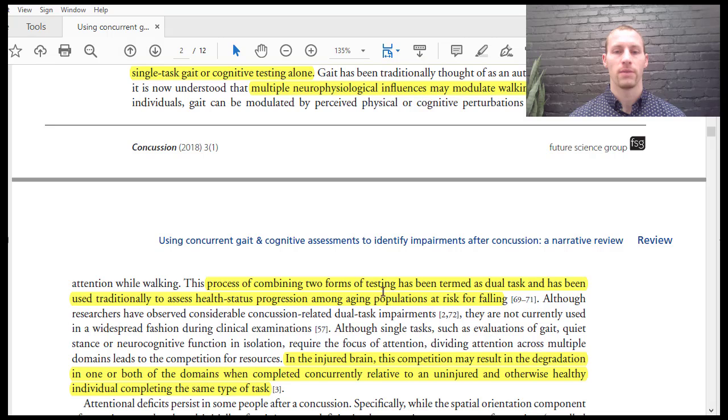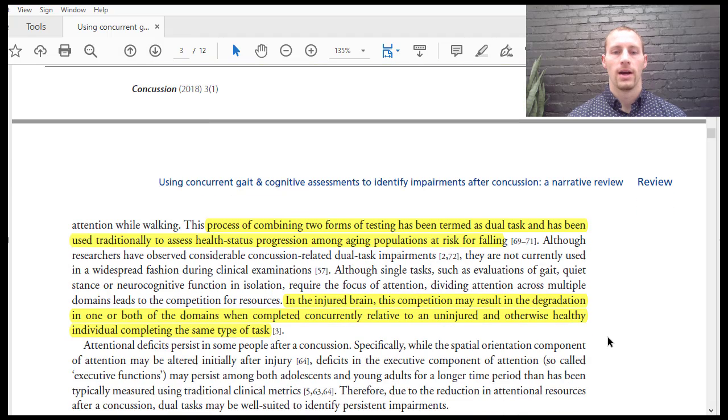The process of combining two forms of testing has been termed dual task and has been used traditionally to assess health status progression among the aging population and risk of falling. So this is why we do it with every single person in the office, not just people with concussions, because it can assess more than just a concussion risk or a concussion diagnosis.